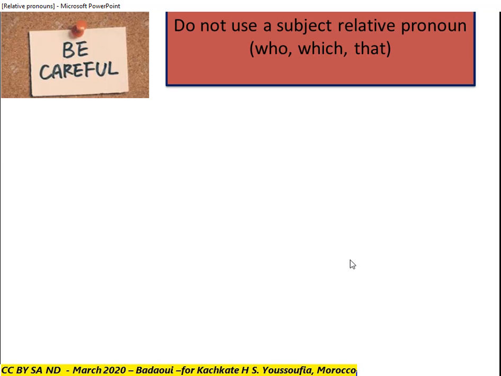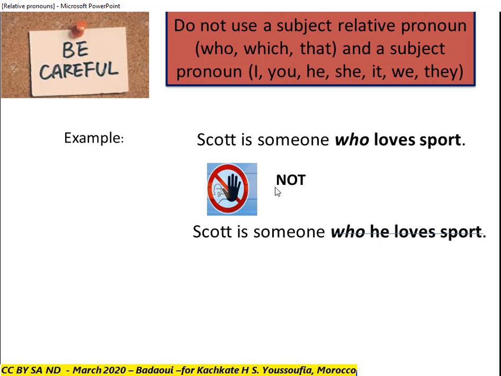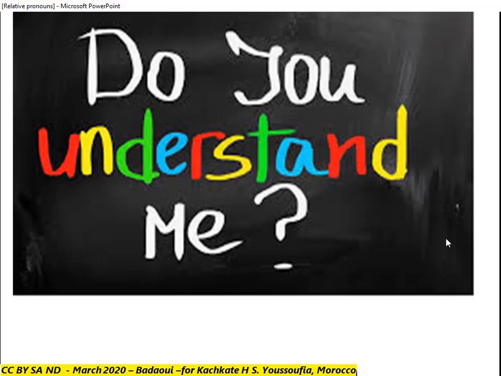Be careful here when we talk about subject relative pronouns who, which and that. We don't use subject pronouns like I, you and he. Let's take this example. Scott is someone who loves sport. We don't say Scott is someone who he loves sport. This is not accurate. This is not grammatical. This is a duplicate and repetition. So if you understand, let's go to practice.